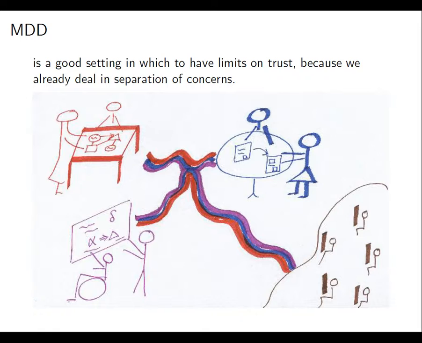Why do we want to think about this in the context of model-driven development? Well, obviously, partly I want to think about it in the context of model-driven development because that's the kind of development that I'm most familiar with. But I certainly want to argue that this is a good setting in which to discuss having limits on trust, because the thing that we already deal in is separation of concerns, and many of the concepts that we use in this field are centrally concerned with those kinds of issues.